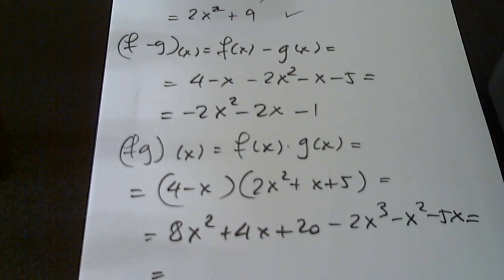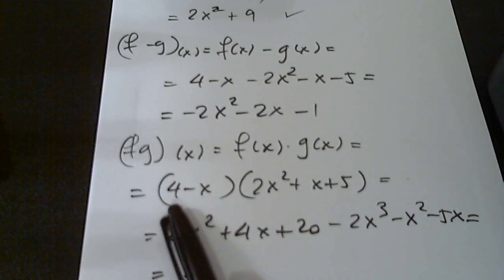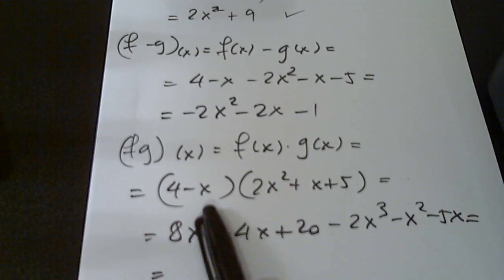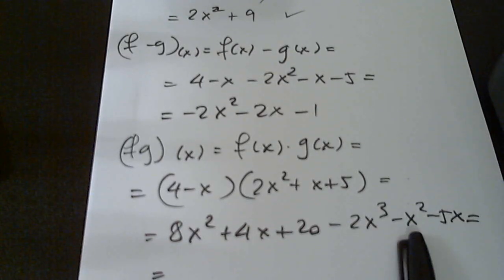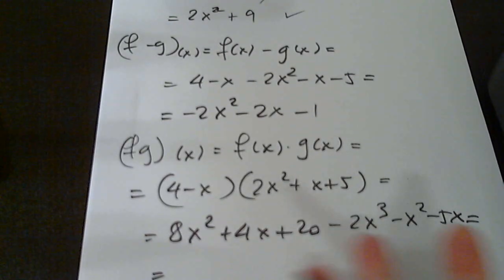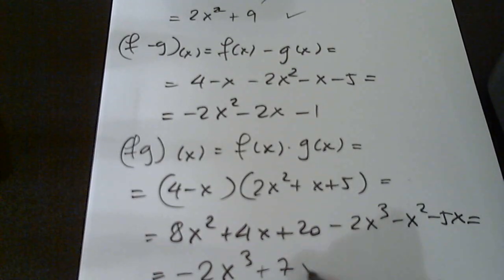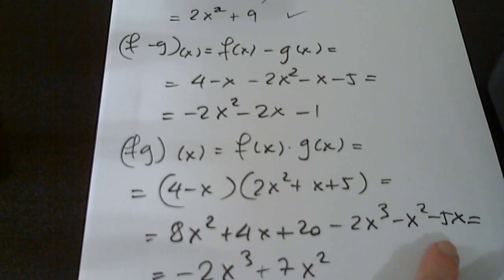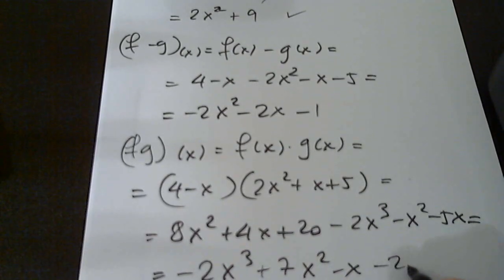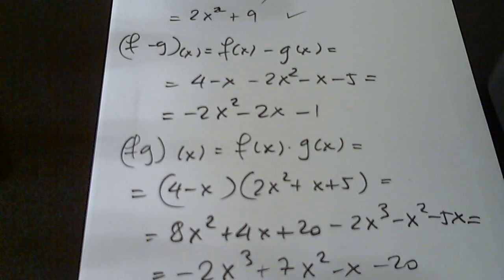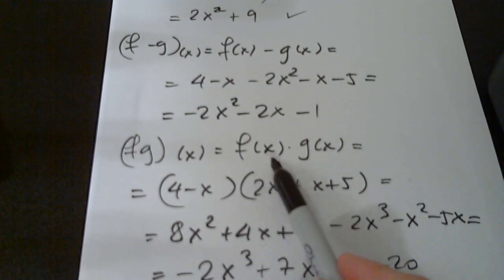Stop me if there is any question. Let's take a moment and see if this is clear. Is it clear what I'm doing? Yes. Perfect. So 8, 4, 20, negative 2x cubed, negative x squared, and negative 5x. In descending order, negative 2x cubed plus 7x squared, and then I have 4x minus 5x and minus 20. What is this? A totally new function. How was it obtained? Multiplying f by g.